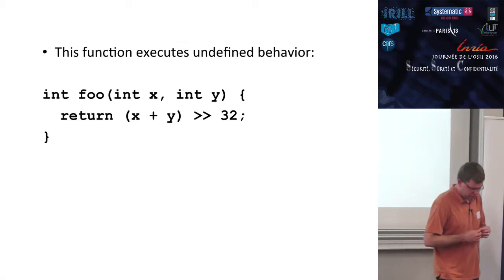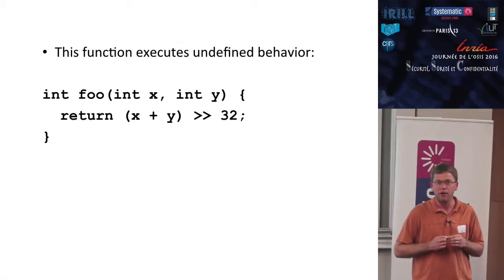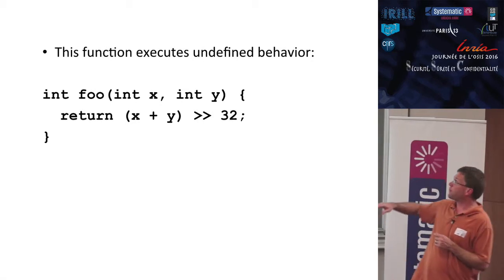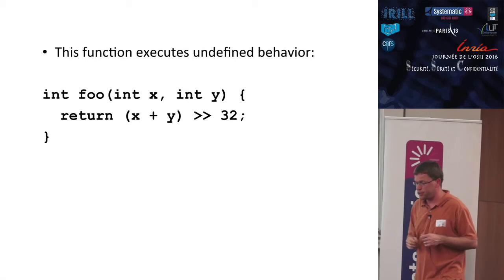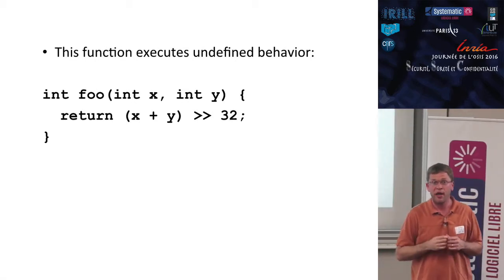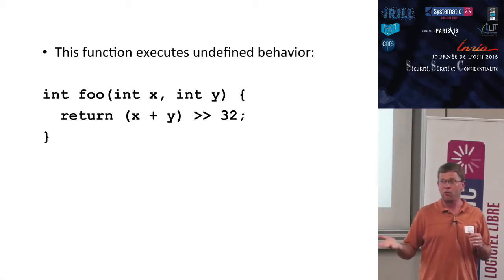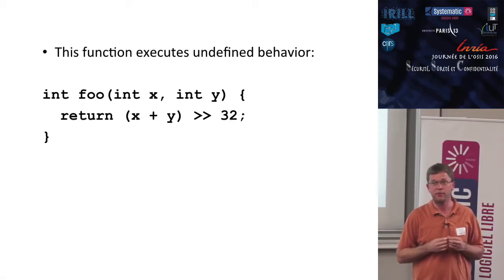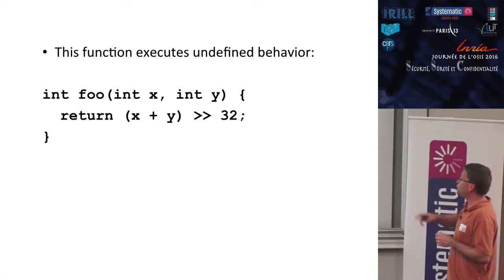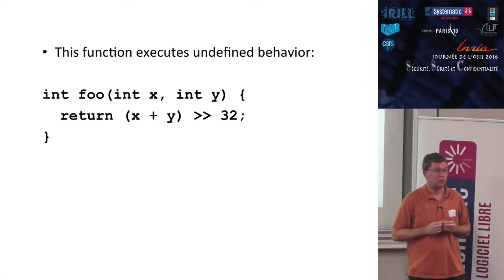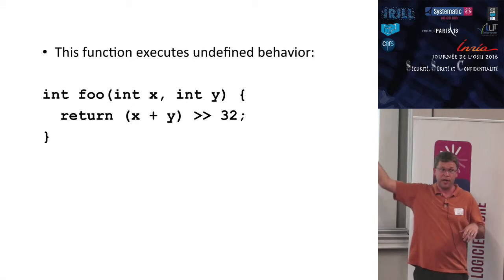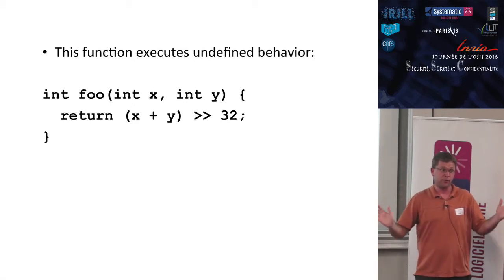So just to illustrate what I mean by undefined behavior, this function executes undefined behavior. The undefined behavior is that in C, or C++ as well, you're not allowed to shift a number by greater than one less than the bit width of the value. Okay? We'll ignore the overflow on the addition. The addition might or might not overflow. Here we can't tell, but the shift always overflows.